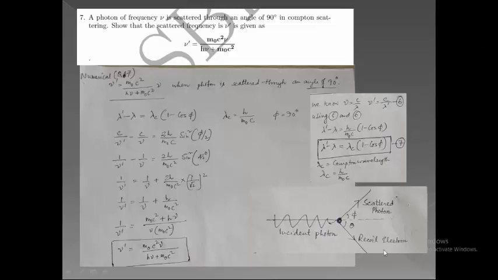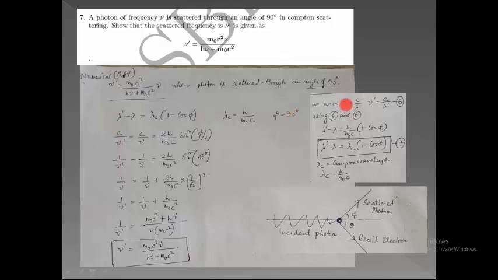So you again have this diagram in front of you. So this is the incident photon. The incident photon frequency is nu, given to you. And this is the scattered photon, whose frequency is nu dash, and you have to get this formula. And what is the angle phi? It is 90 degree. So you have this formula already derived. Lambda dash minus lambda is equal to lambda c times 1 minus cos phi.